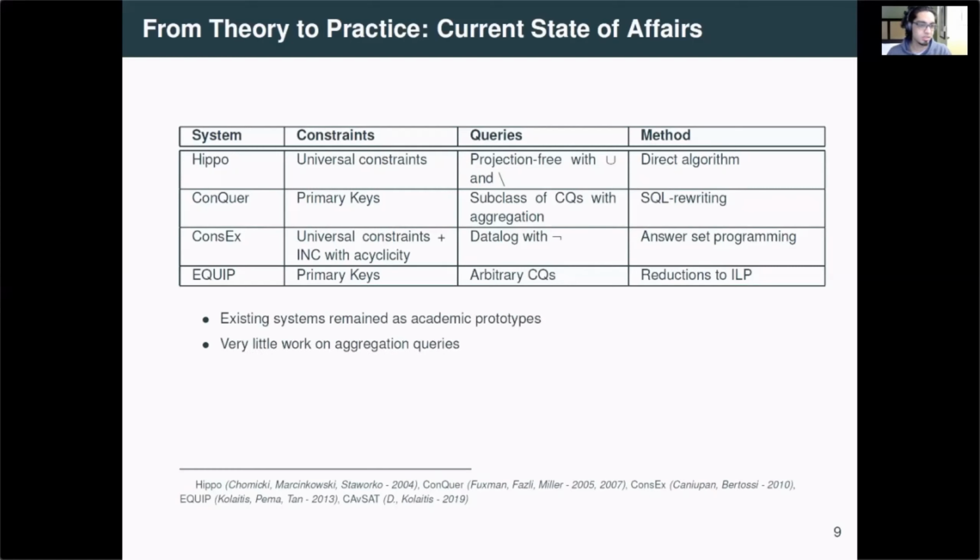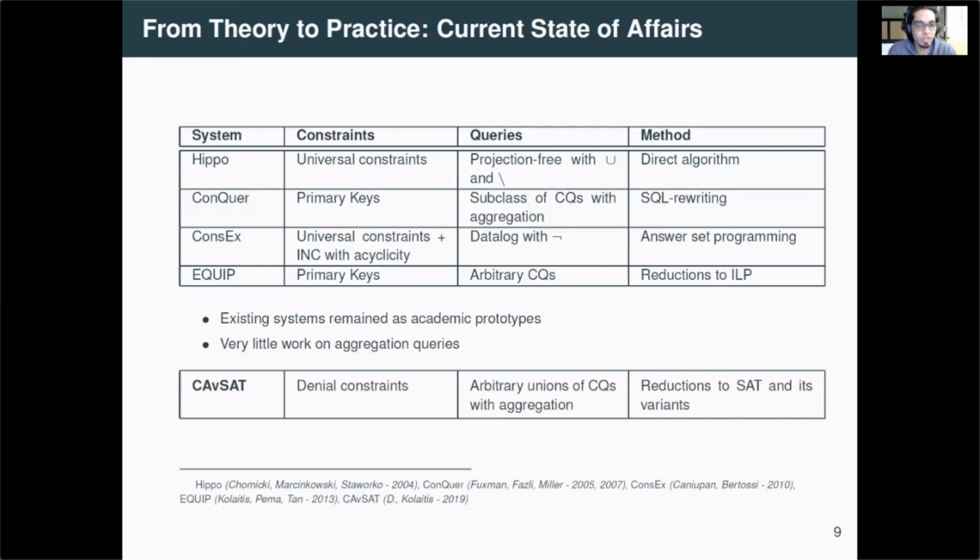The problem is most of the existing systems remained as academic prototypes for several reasons. And you can see that there is very little work on aggregation queries. So specifically, there is only one system, Conquer, that can handle aggregation queries. But again, the problem with Conquer is that since it is based on the SQL rewriting approach, it cannot handle queries whose consistent answers are not SQL rewritable. So as I said, the ones that may be intractable, Conquer is not able to handle those.